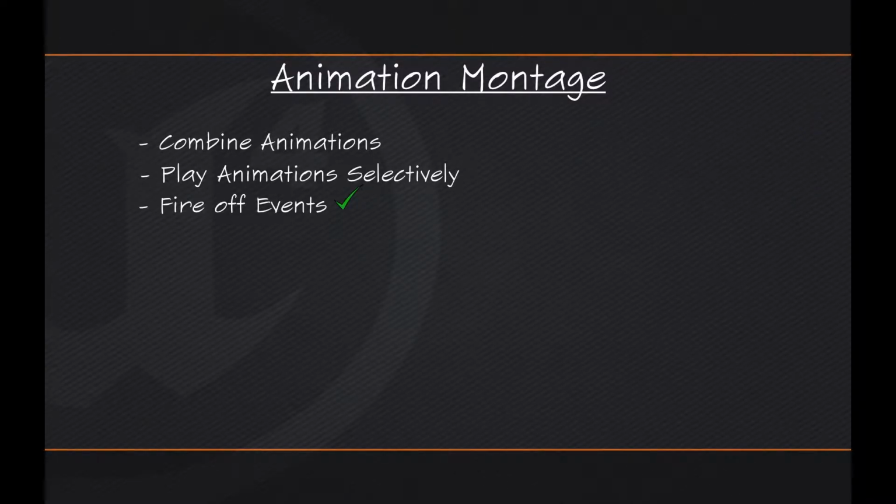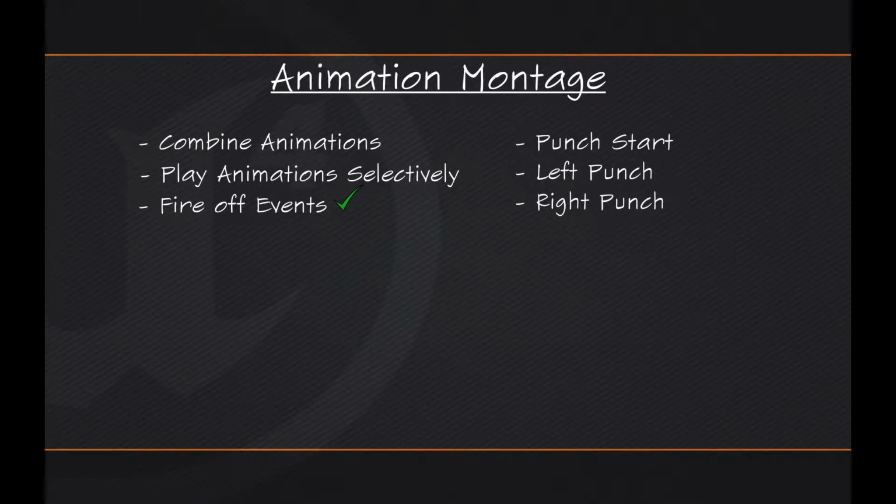Now, what we're going to do instead is a little bit different. We're setting up punches, as you know, and our punching system is going to be broken up into 5 parts. We'll have a punch start, we'll have a left punch, we'll have a right punch, but then we'll also have a left punch end and a right punch end.